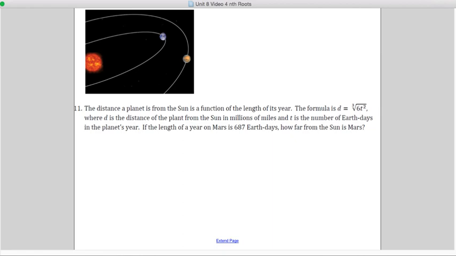So, number 11, the distance a planet is from the sun is a function of the length of its year. The formula, d equals the cubed root of 6t squared, where d is the distance of the planet from the sun in millions of miles. Okay, so let's write that down. So distance in millions of miles, and t is the number of Earth days in the planet's year. If the length of a year on Mars is 687 Earth days, how far is the sun from Mars?